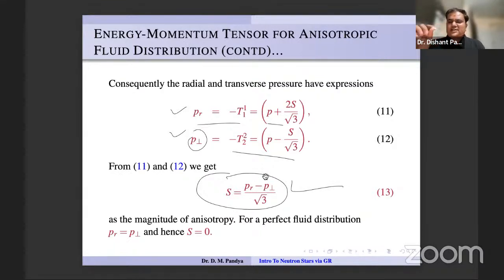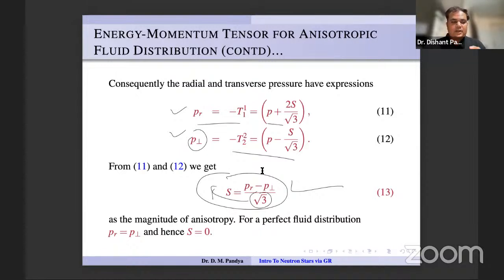See, this is a very minute quantity. PR and P perp differ by a function root 3 S, so PR minus P perp, the difference between radial pressure and transverse pressure, is given by this equation number 13. And you can say that it is nothing but the magnitude of anisotropy. For a perfect fluid, PR and P perp are both equal, and therefore anisotropy will be 0.